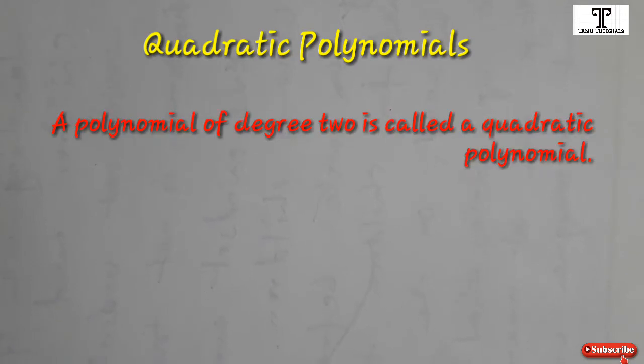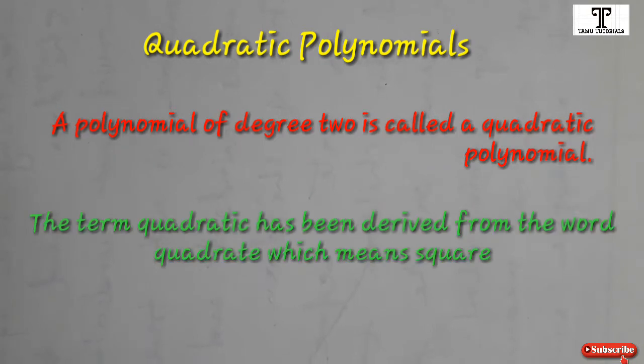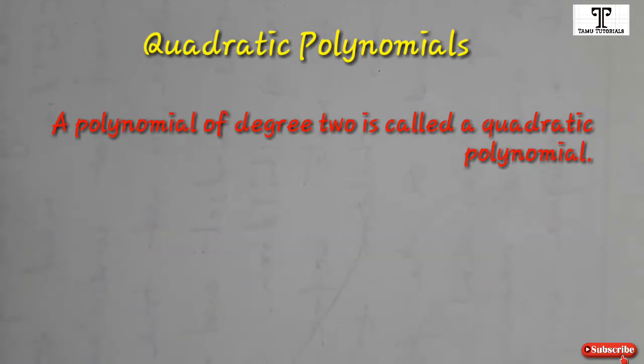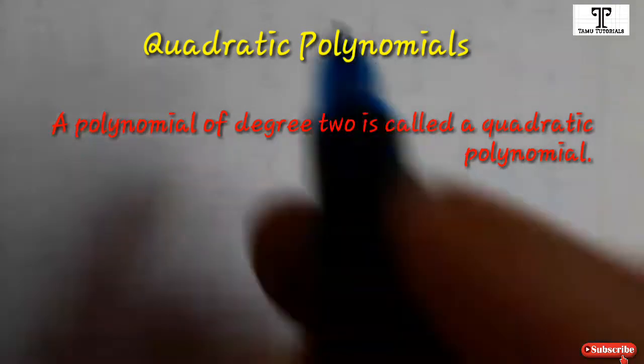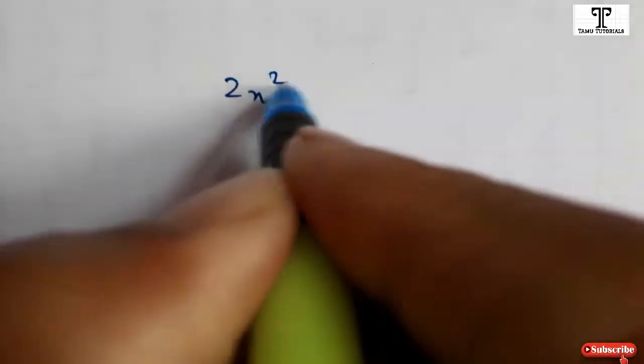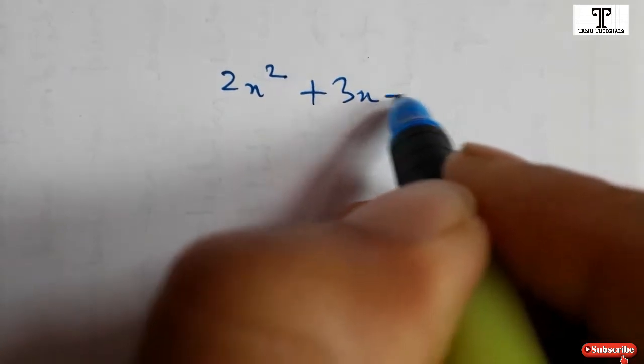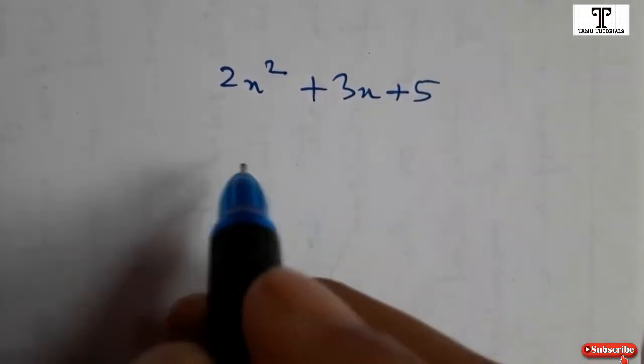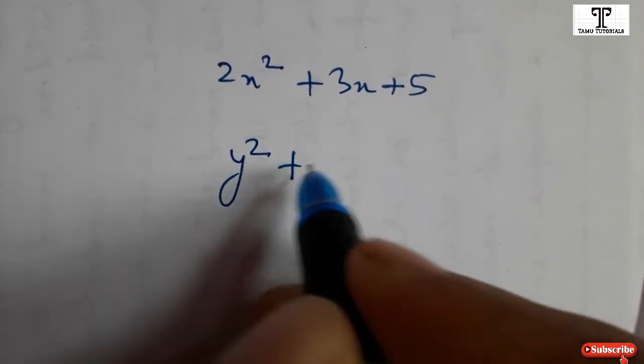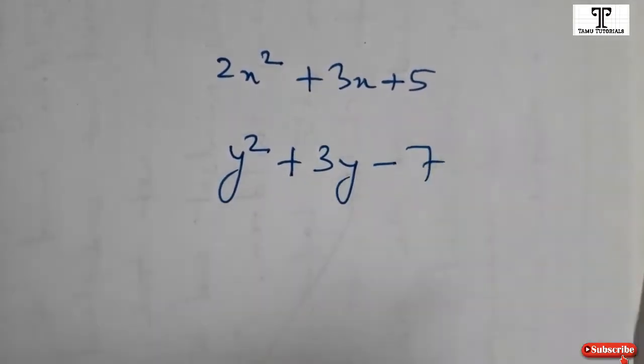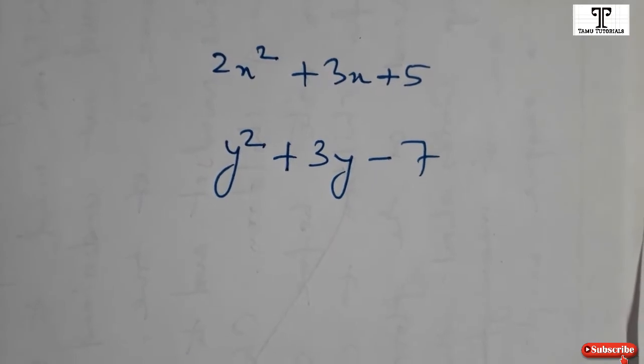Now quadratic polynomial. A quadratic polynomial is a polynomial of degree 2. That is, a polynomial of degree 2 is called a quadratic polynomial. The name quadratic has been derived from the word quadrate, which means square. So for example, 2x square plus 3x plus 5 is a quadratic polynomial, like y square plus 3y minus 7 is a quadratic polynomial.